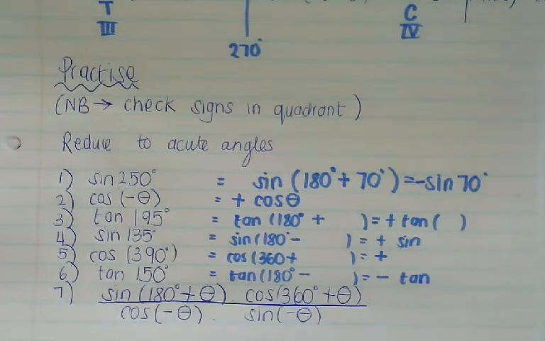First step is check which quadrant. Second step, use that quadrant's reduction. Third step, is it positive or negative? And then get that angle.